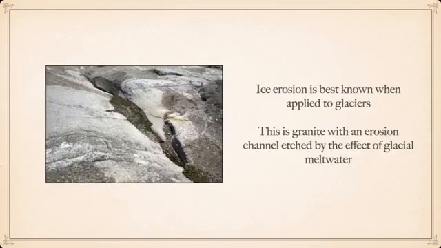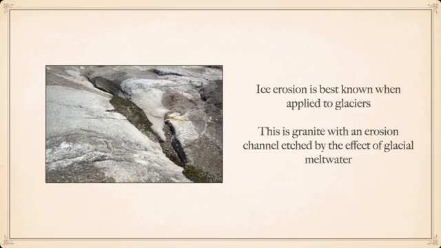Now, ice erosion is best known when applied to glaciers. We had a separate video on glaciers earlier this year that goes into that a lot. Now, as an example right here, this is granite with an erosion channel etched by the effect of glacial meltwater. Glaciers did a massive, massive reworking of every continent they were on, and not that many people really realize that. It's something very insanely vast, really, to think of just the effect of glaciers on the superficial geology, even say the pass of water, groundwater.